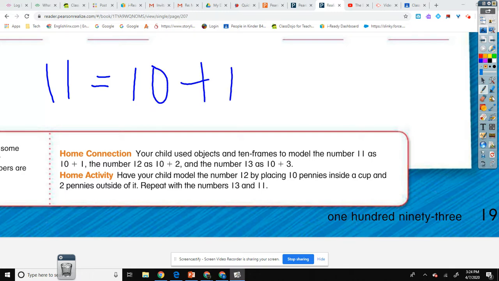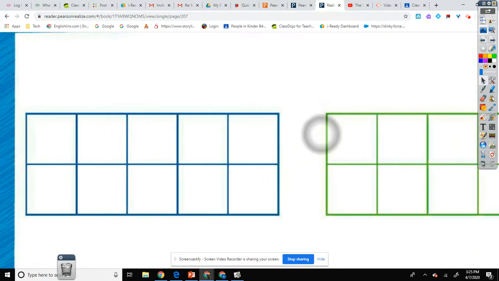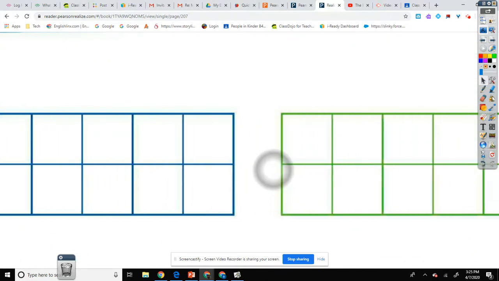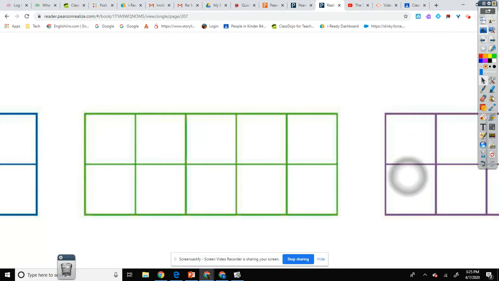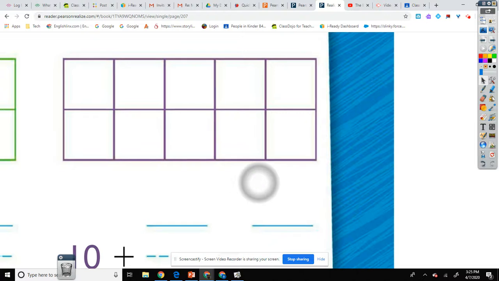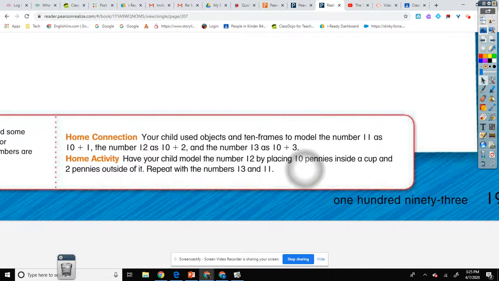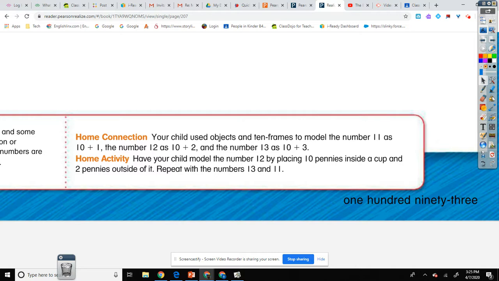And when we talk about 10 frames, we are talking about something that looks like this. The 10 frame is referring to this. All right, this is a 10 frame. This is a 10 frame because it has 10 boxes for you to draw 10 things, just like your 10 fingers. You hold up 2 hands, you have 10 fingers.